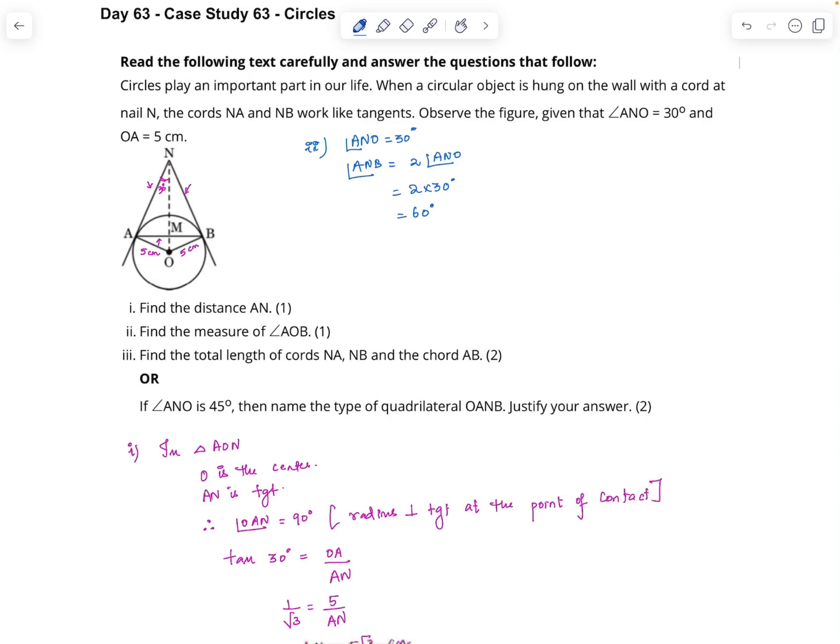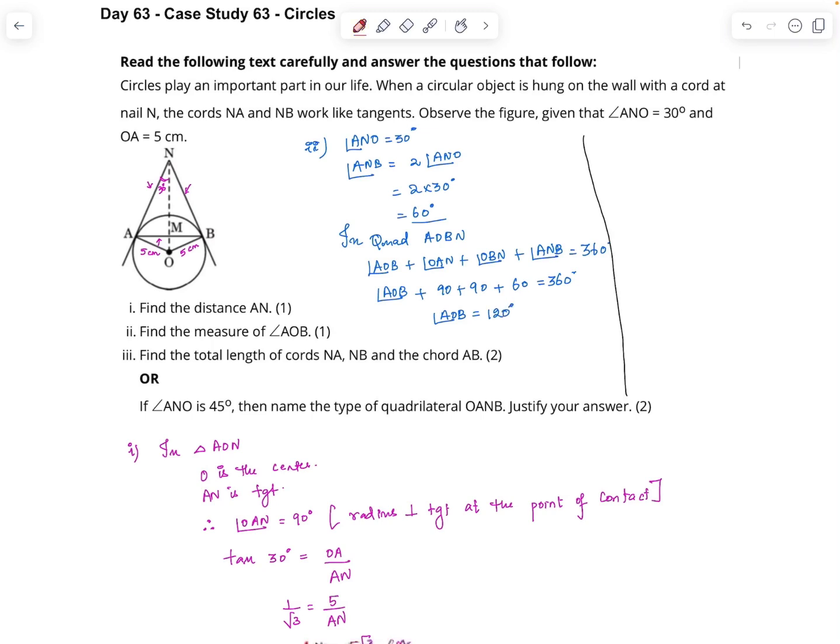Considering the quadrilateral AOBN, angle AOB plus angle OAN plus angle OBN plus angle ANB is equal to 360, by the angle sum property of quadrilaterals. Angle AOB is what we want. OAN is 90, OBN is also 90, and ANB is 60 degree. So angle AOB is 120 degree.